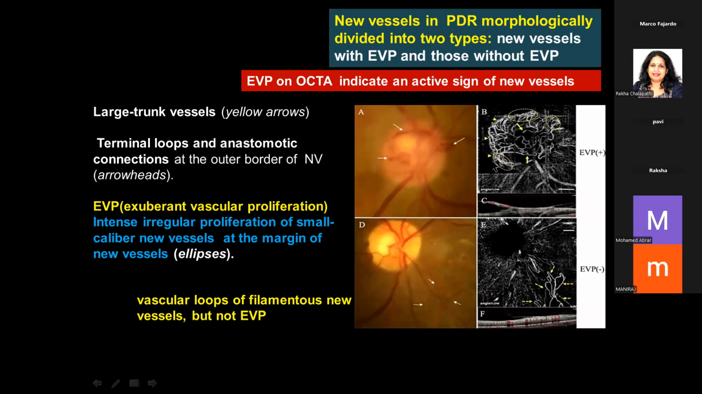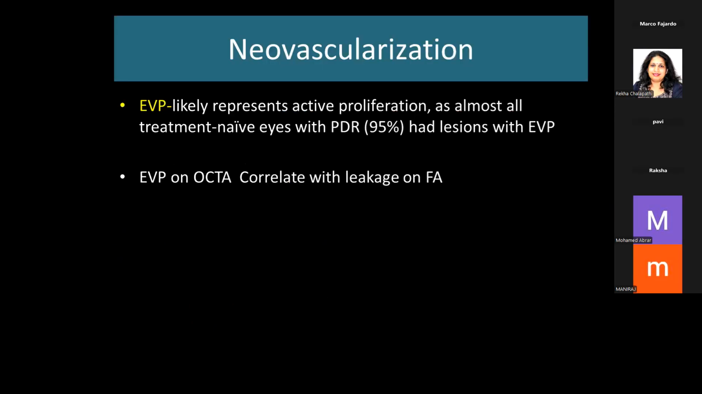What is this? If you see an intense irregular proliferation of small caliber new vessels at the margin of new vessels, an EVP or exuberant vascular proliferation, it does indicate that the neovascularization is quite active and needs further treatment. Another thing is EVP on OCTA correlates with leakage on FFA, which shows that if you see exuberant vascular proliferation, it is an active disease.